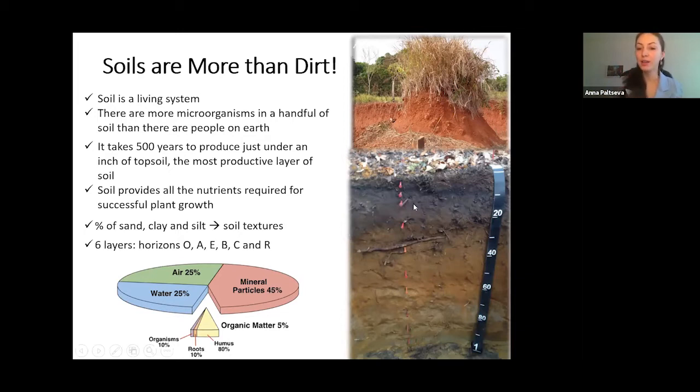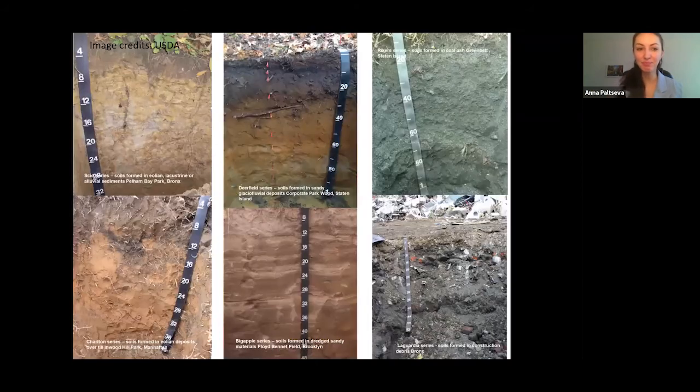This is New York City soil. This is soil from Brazil. And why are there no layers here? So what's the difference? What are the processes behind it? A few other favorite photos.